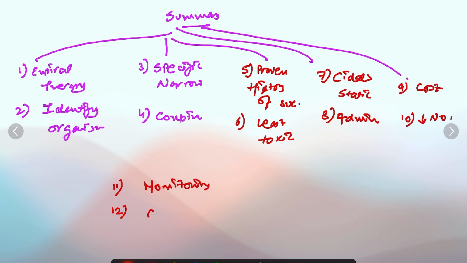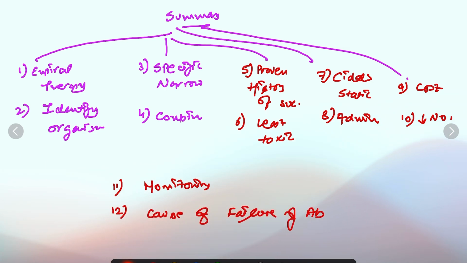and if you have failed, try to find the cause of failure of antibiotic coverage.